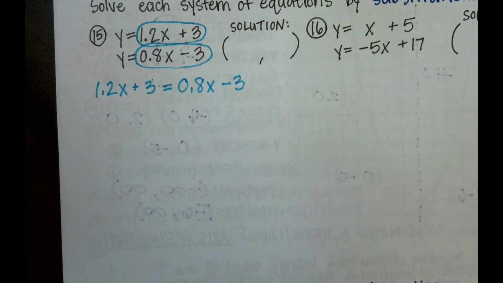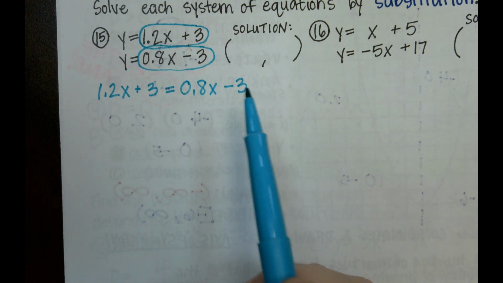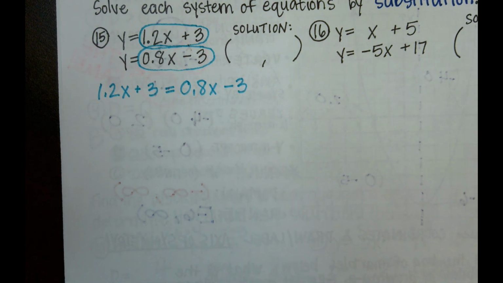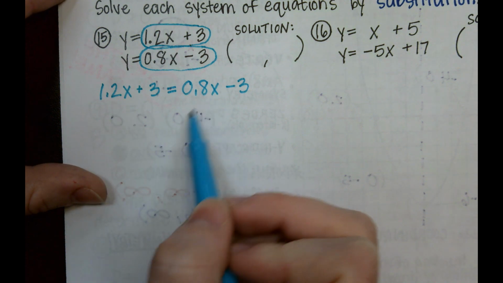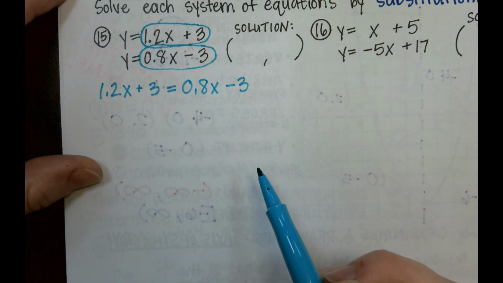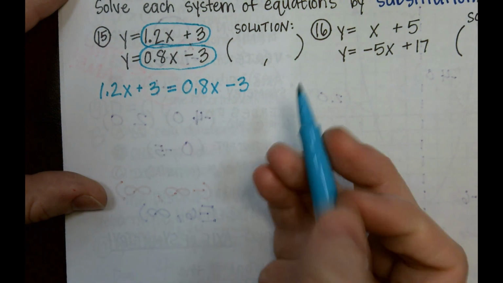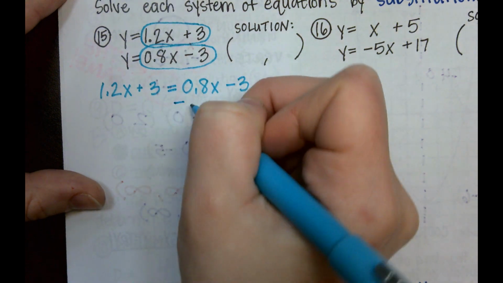So once we have them set equal to each other, we have two options for moving forward. We could start by getting our x's on the same side, or we could start by moving over our non-x numbers to the same side. What are you guys thinking? What do you guys want to start with? With x? Okay. So which one of these do you think would help us more to move? Or does it matter? Subtract 0.8 from 1.2. Sure, let's do that.